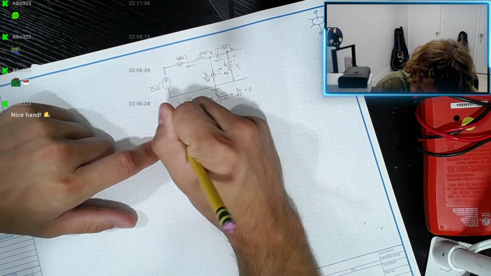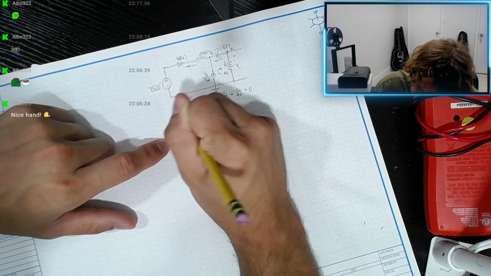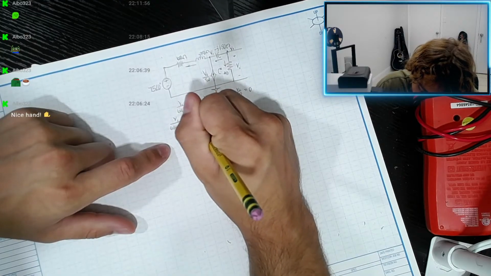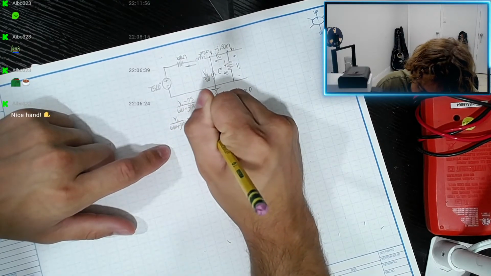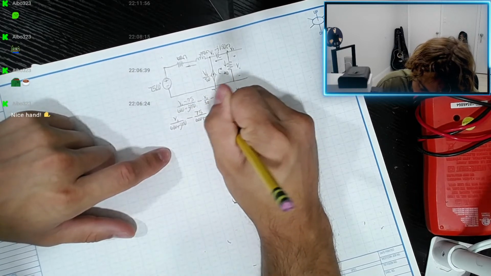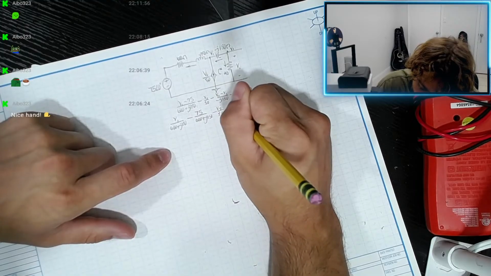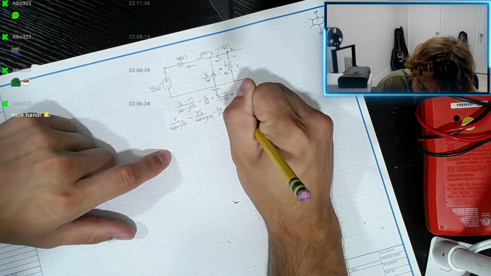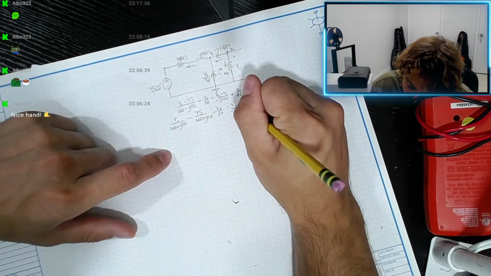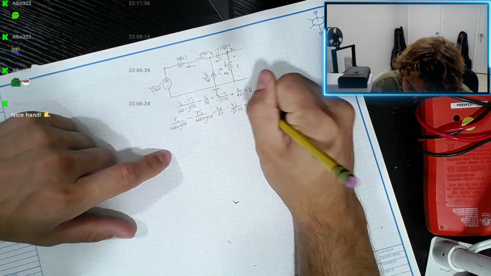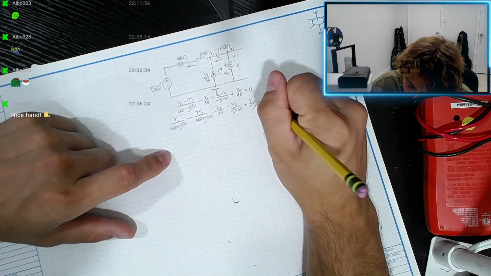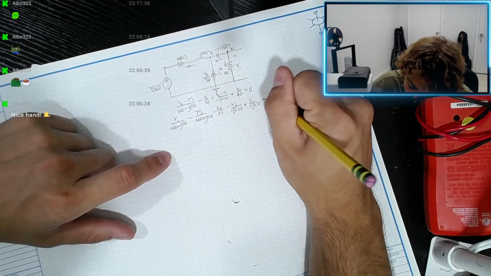V1 over 600 plus J150, minus 75 divided by 600 plus J150, minus V out divided by 50, minus V out divided by negative J150. Whoops, that was the wrong thing. J150 minus, plus V1 divided by negative J150, plus V out divided by 40.